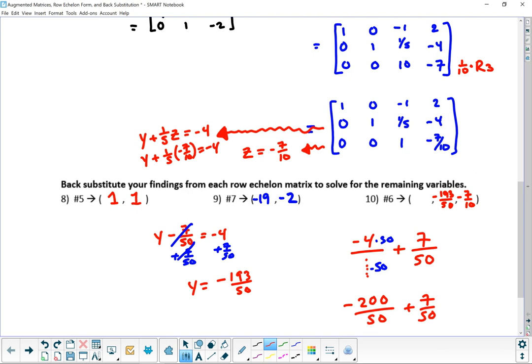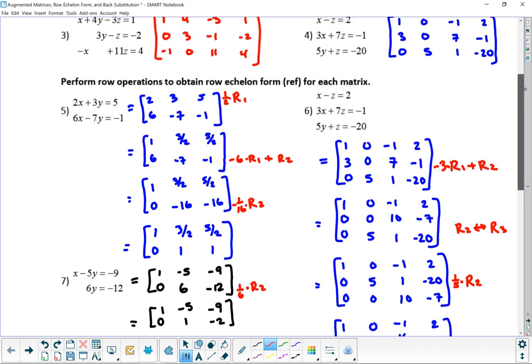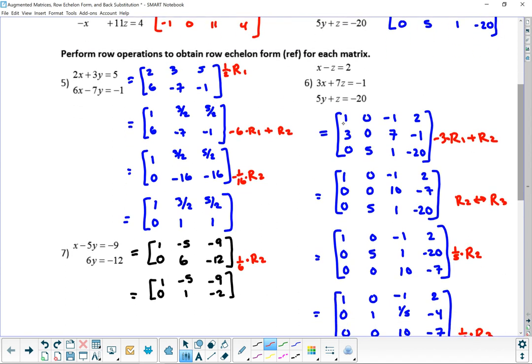Whew. You know what? I think I made a mistake. Let me double check. This is what you need to do if you make a mistake. So x, so 1, 0, negative 1, 2. That's fine. I'm checking if I wrote the augmented matrix correctly. 3, 0, 7, negative 1. Yep. 0, 5, 1, negative 2. Okay, so the augmented matrix is right.